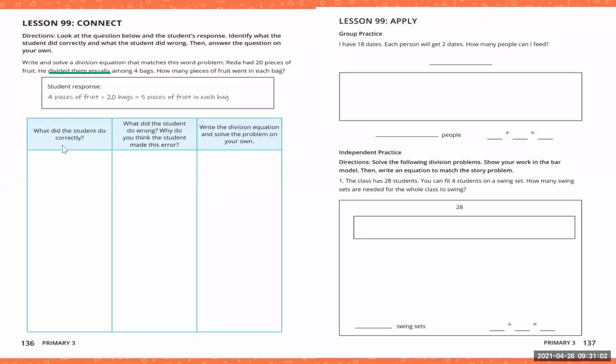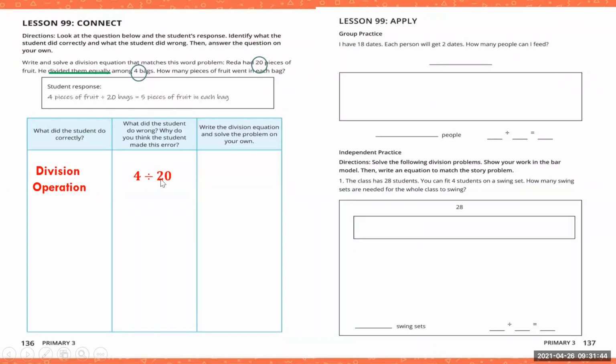So he did something correct and he did something wrong. The correct part is that he knew he should divide them equally. He made a division operation, which is correct. We will divide, but he made something wrong. He put the small number first. It's wrong to say 4 divided by 20.